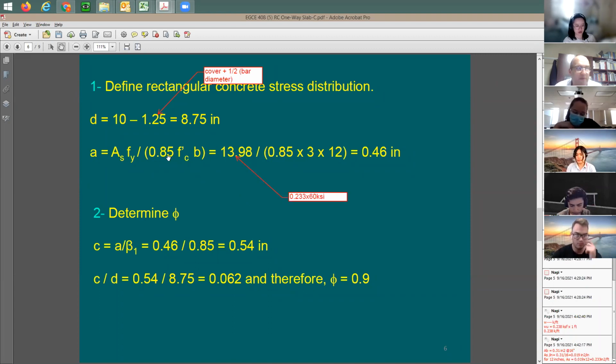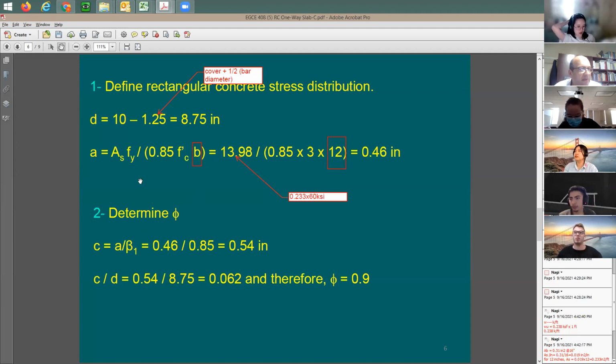0.85, constant. 3 ksi for f'c, and the width is going to be 12 inches. So be sure that you understand where this is coming from. This 12 inches is going to be your width b for the strip. See how much this is? 0.46 inch.